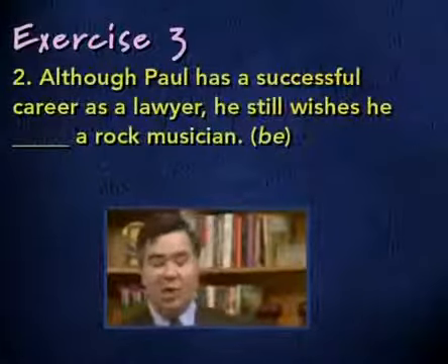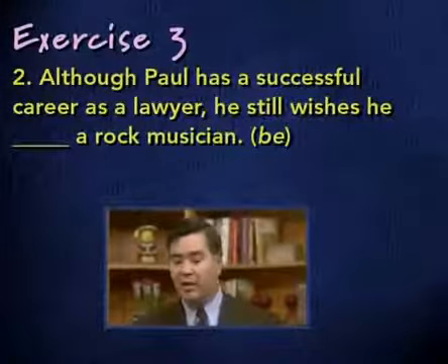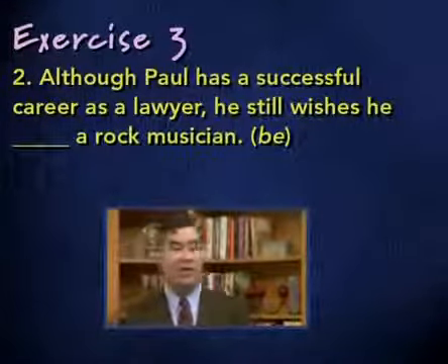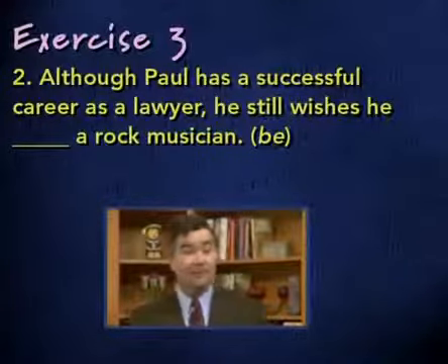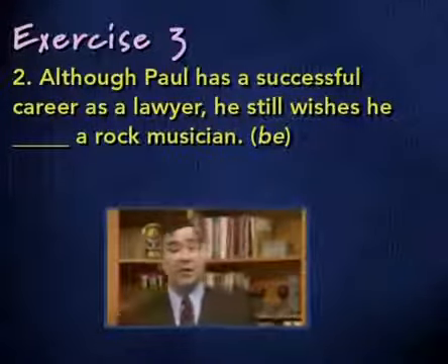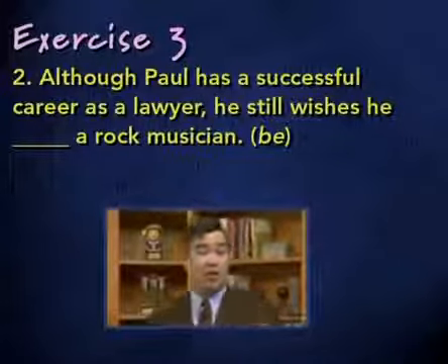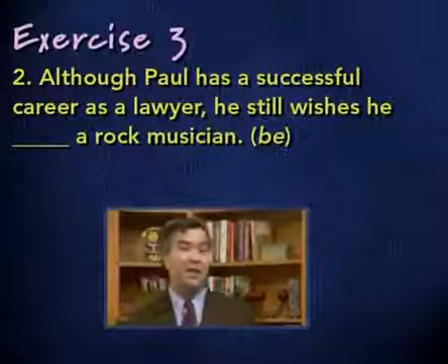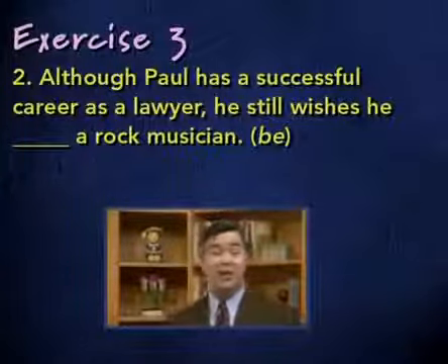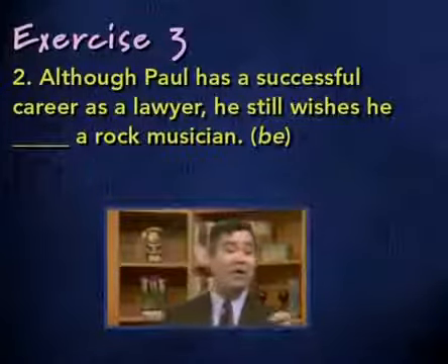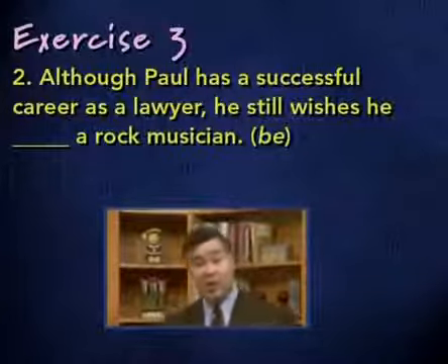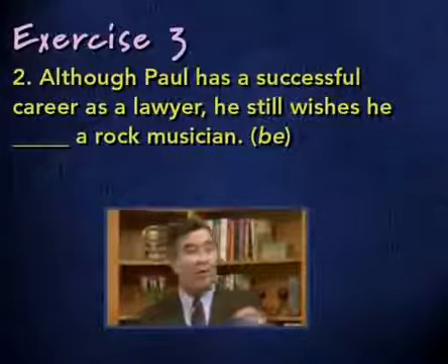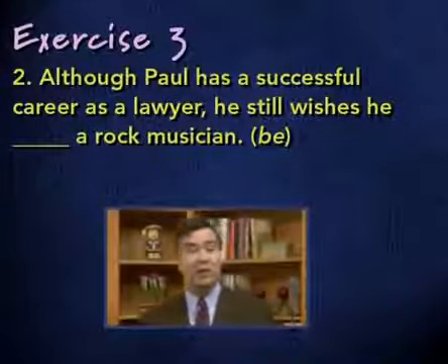Next example. Although Paul has a successful career as a lawyer, he still wishes he blank a rock musician. And the verb to insert in place of the blank is a form of the verb to be. Now here an unreal condition is being described, although notice it's not an if clause. Occasionally an unreal condition may be described in a clause that doesn't begin with if. But you can see that it is an unreal condition because it is obvious that Paul is not a rock musician. He's a lawyer. He wishes that being a rock musician was true, but that is not true. So therefore we're describing an unreal condition and we want the subjunctive mood.